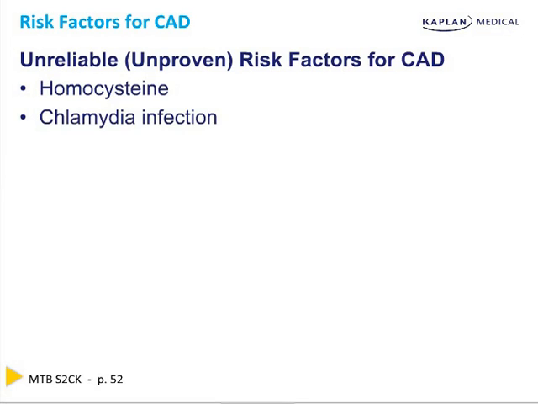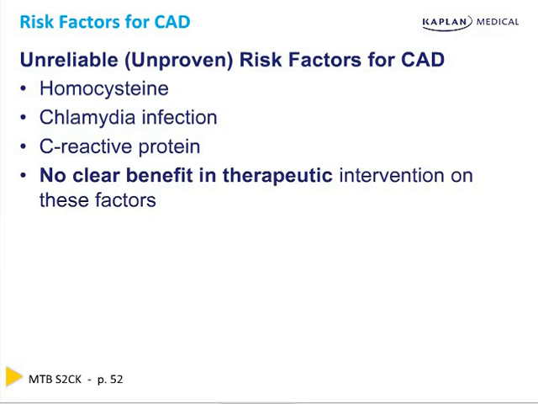Chlamydia infection was a 1990s idea that is in old questions and is essentially passé. C-reactive protein, well, we do know that's an inflammatory marker, but the key issue in all these risk factors is we simply don't know what to do about them. There is no clear benefit in therapy on any of them. So if they're elevated, abnormal, what do you do about it? Nobody knows, so that's why they're not clear.